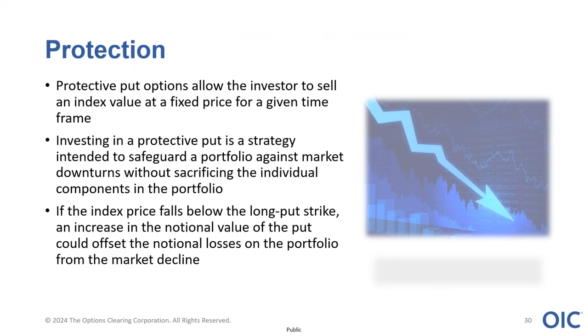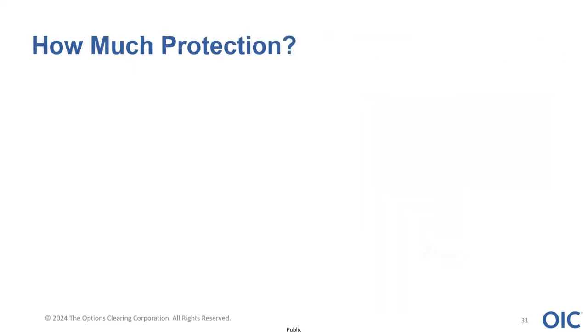If the index falls below that long put strike, just like the example I gave you in the NASDAQ put that you were long just now, an increase in the notional value of the put is going to theoretically offset the notional losses on the portfolio from the market decline. The inevitable question is, how much protection do I need?